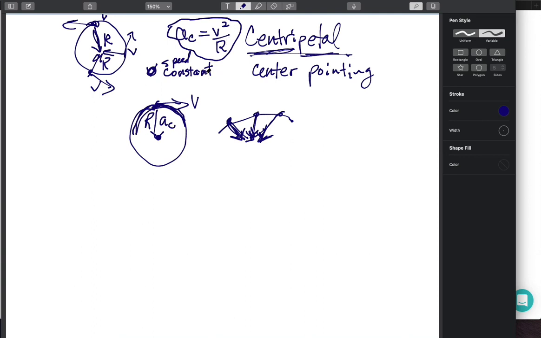So centripetal acceleration is anytime something is being forced to move in a circle, whether it's on a track, on a rope, or in some kind of system where it's being forced to move in a circle, then you automatically have an acceleration that's a little bit different than you're used to having. So it would be v squared over r.